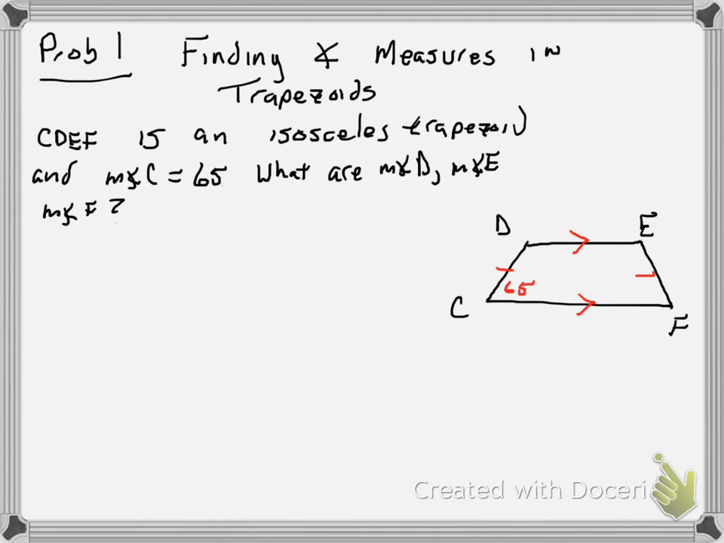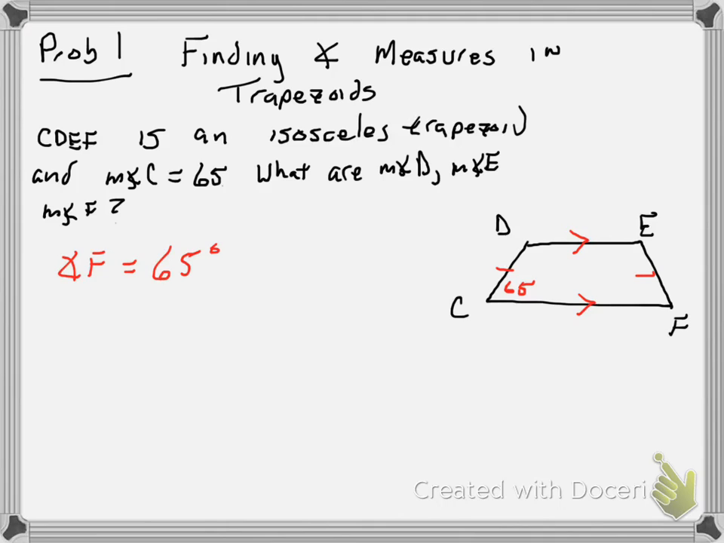Okay, so problem 1 talks about finding angle measures in trapezoids. CDF is an isosceles trapezoid. The measurement of angle C is 65 degrees. What are the measurements of angle D, angle E, and angle F? So when we're taking a look at these things, we know that since angle F and angle C are base angles, we can say that angle F equals 65 degrees. Why? Because it's equal to angle C.